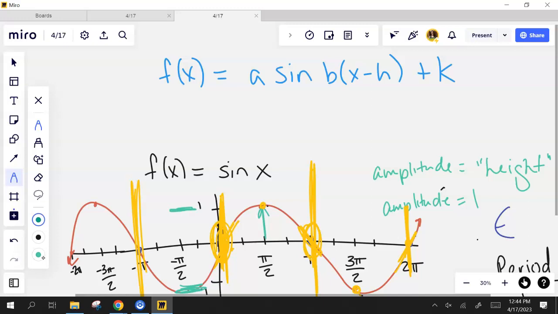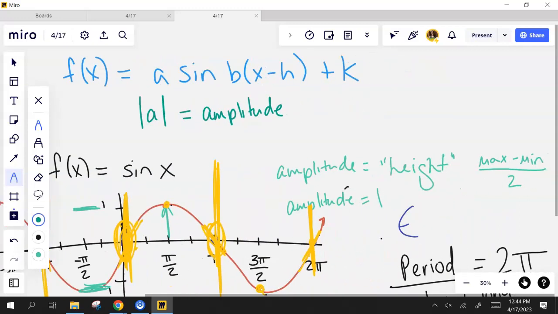A has to do with my vertical shrinks and stretches, right? Well, what did we just talk about that deals with this? Amplitude. So the absolute value of my A is going to be the amplitude of my graph. Y'all okay? Remember, the negative is just going to be a reflection. It's not going to have anything to do with the amplitude. That's why I say absolute value.